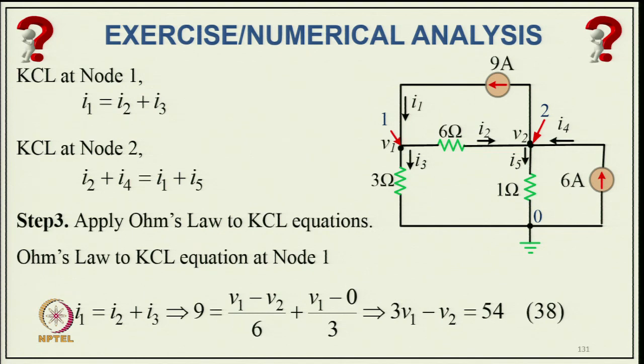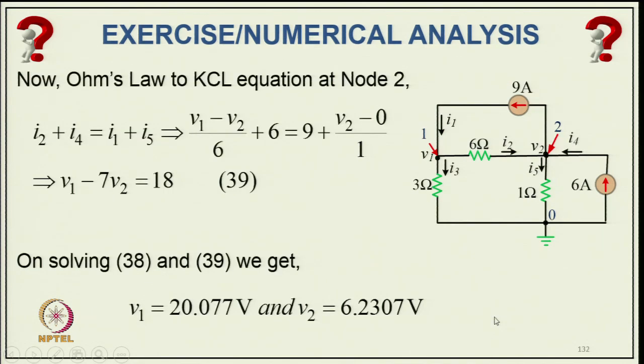Applying Ohm's law to the KCL equation, I1 equals I2 plus I3, that is 9 equal to (V1 minus V2) upon 6 plus (V1 minus 0) upon 6. So, that becomes 3V1 minus V2 equal to 54. And at node 2, I2 plus I4 equal to I1 plus I5. So, it is (V1 minus V2) by 6 plus 6, which is a current source, equal to 9 plus (V2 minus 0) by 1. So, you get another relation, V1 minus 7V2 equal to 18, and solving these equations we get V1 equal to 20.077 and V2 equal to 6.2307 volt.